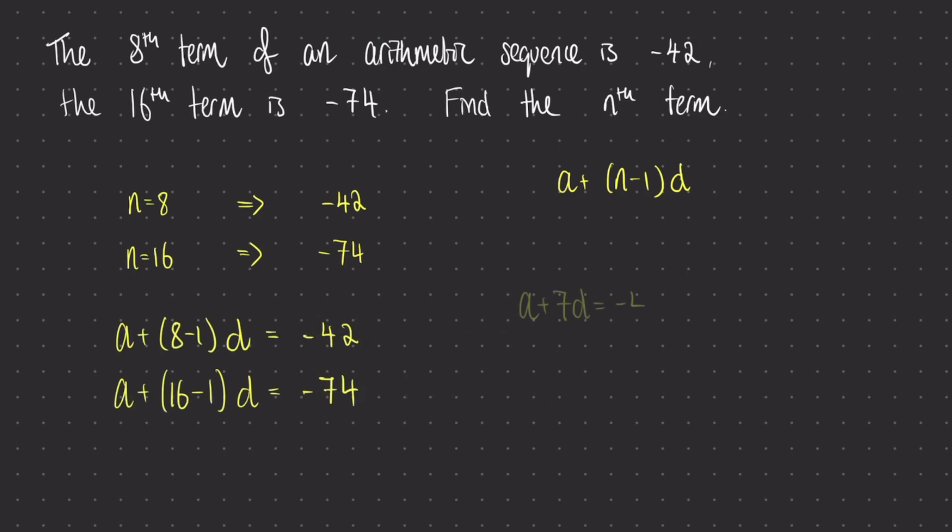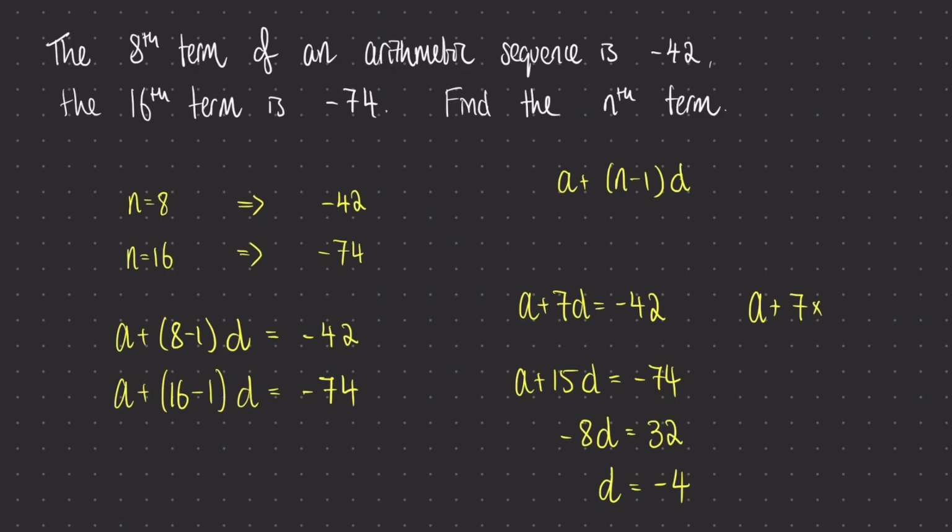I can simplify this now to be a plus 7d equals minus 42, and a plus 15d equals minus 74. Subtracting these equations from each other to remove a, we'll find 8d equals minus 32. Dividing both sides by 8, I get d is minus 4. Now I can replace d with minus 4 in my equations, so a plus 7 times by minus 4 equals minus 42. And a would work out to be minus 14.